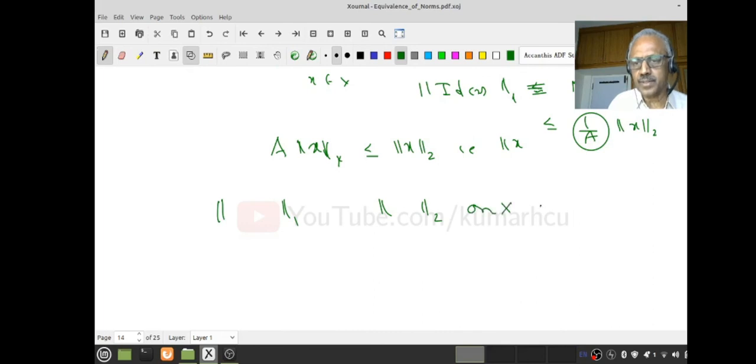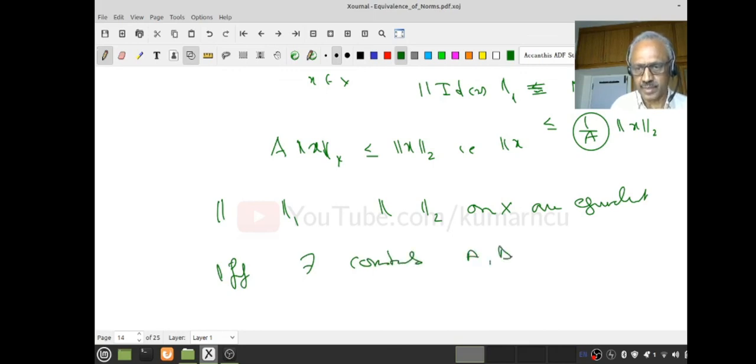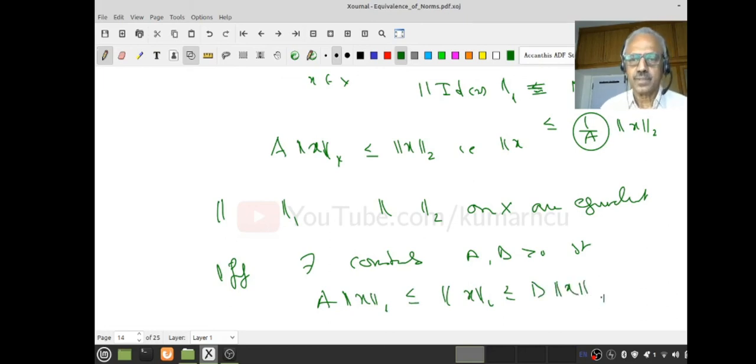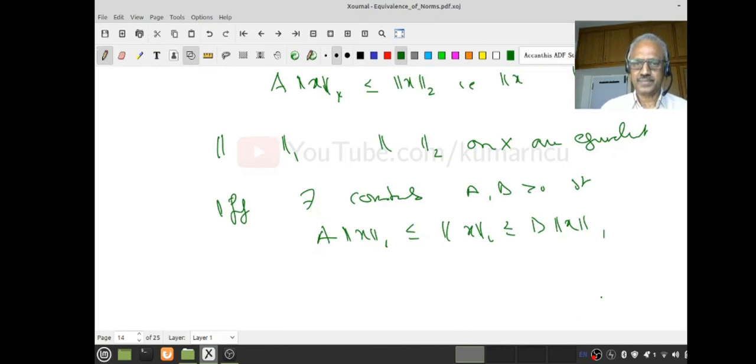Therefore I have proved that these two norms on X are equivalent. That means the topologies induced by these two norms are the same if and only if there exist constants a and b, so that a times the first norm of x is less than or equal to the second norm of x, which is less than or equal to b times the first norm of x. So we have proved that result.